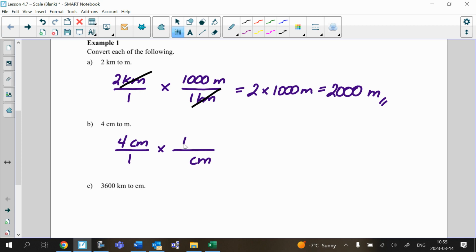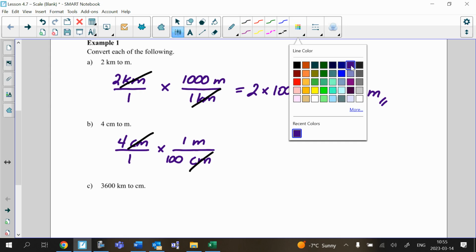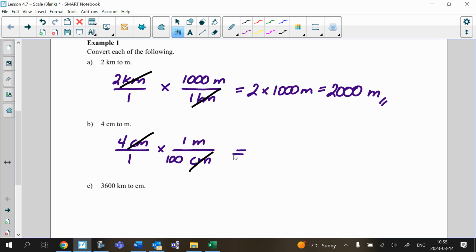So your conversion factor in this example is going to look like this. Notice we did it the other way around this time. We put the bigger number on the bottom because we have to cancel out the centimeters. So what does that leave us? Well, 4 times 1 is 4 over 1 times 100, 4 divided by 100. So notice in this case, we divide, and if you use your calculator and actually divide that, you will get 0.04 meters.